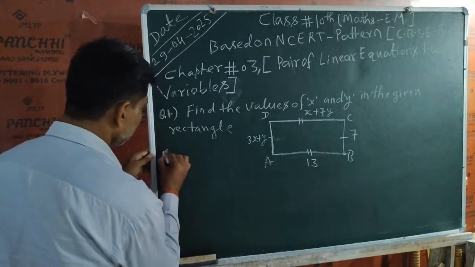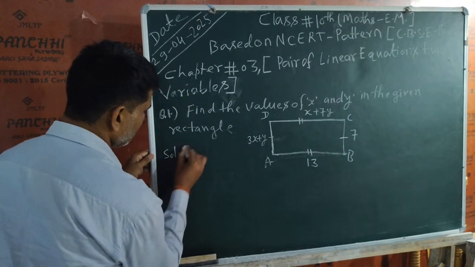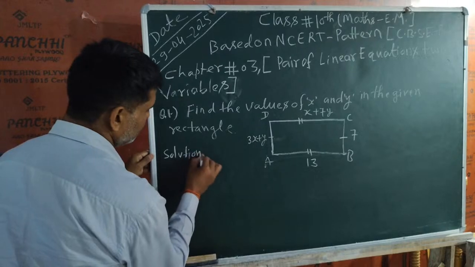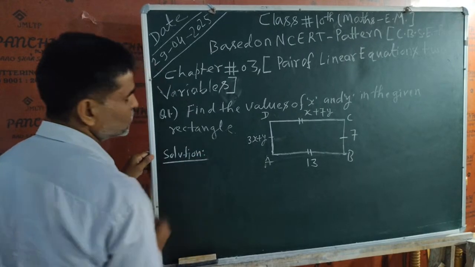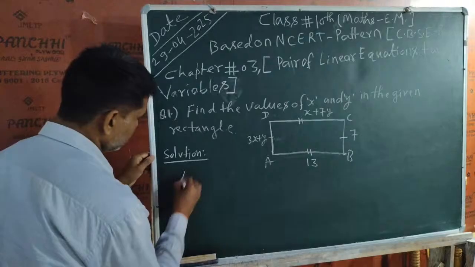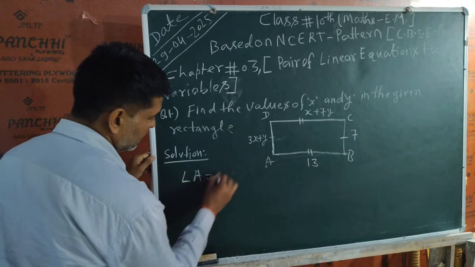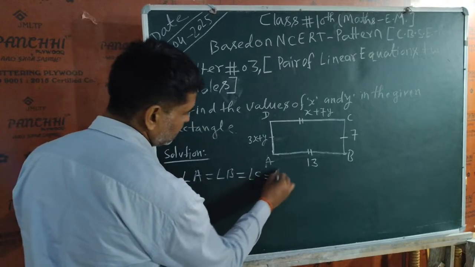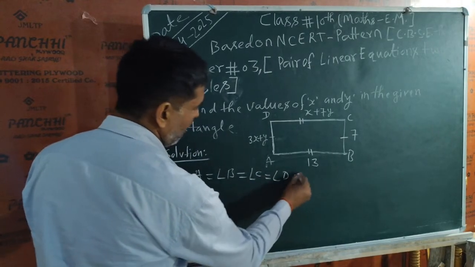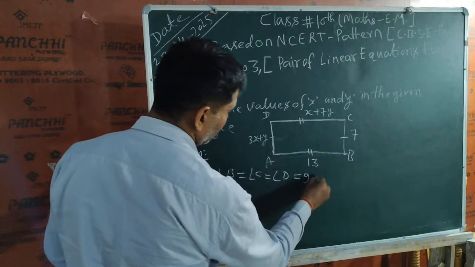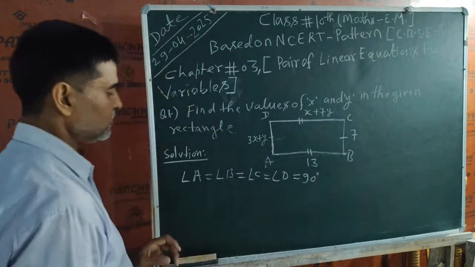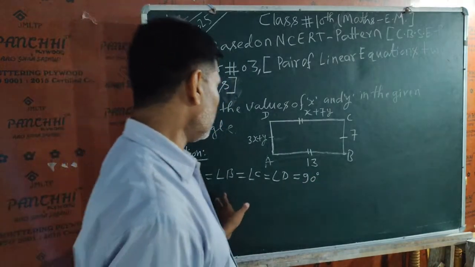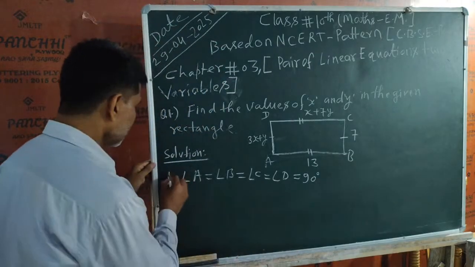Here I am going to write the solution. Okay, student, so I will explain this concept in detail. Each angle, student, you can also understand: angle A is equal to angle B, is equal to angle C, is equal to angle D. So all angles are equal, and that angle is 90 degrees. This is one condition of a rectangle.